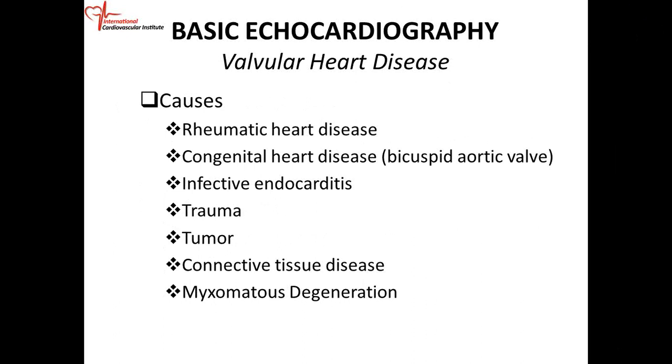Connective tissue disease, such as lupus. Okay, and then myxomatous degeneration. So myxomatous degeneration and mitral valve prolapse are sort of synonymous. Mitral valve prolapse is extremely common. So you'll see patients who have mitral valve prolapse and mitral regurgitation.